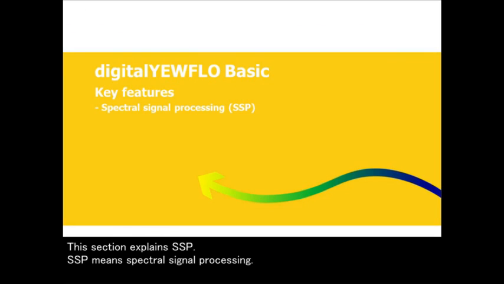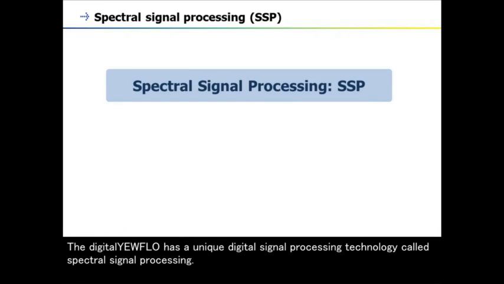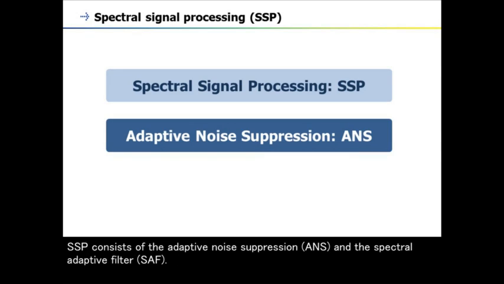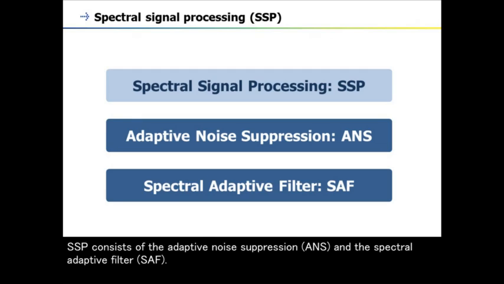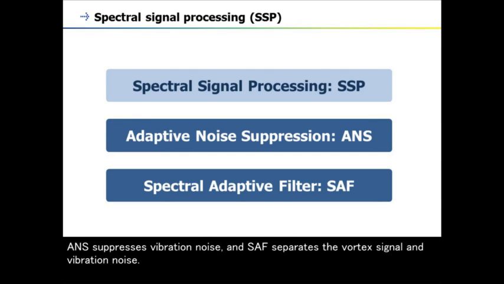This section explains SSP. SSP means spectral signal processing. The digital earflow has a unique digital signal processing technology called spectral signal processing. SSP consists of the adaptive noise suppression, ANS, and the spectral adaptive filter, SAF. ANS suppresses vibration noise, and SAF separates the vortex signal and vibration noise.